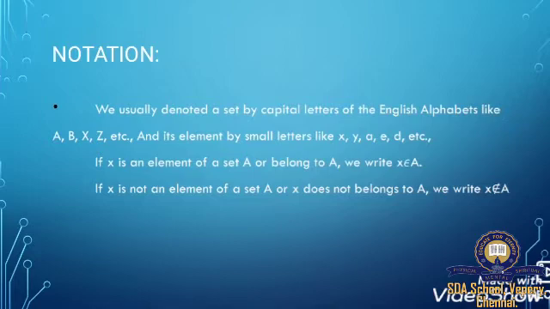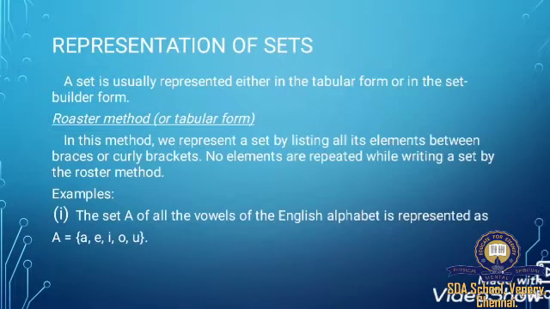We usually denote a set by capital letters of the English alphabet like A, B, X, Y, Z, etc., and its elements by small letters like x, y, a, e, d, etc. If x is an element of set A, or belongs to A, we write it as x ∈ A. This is the symbol for belongs to. If x is not an element of set A, or x does not belong to A, we denote it as x ∉ A.